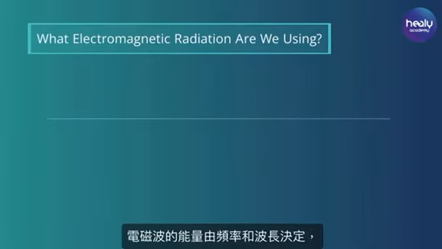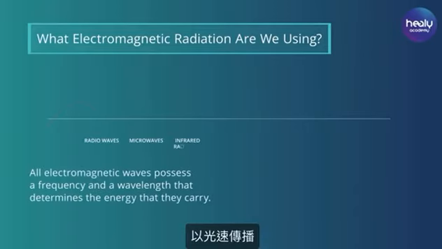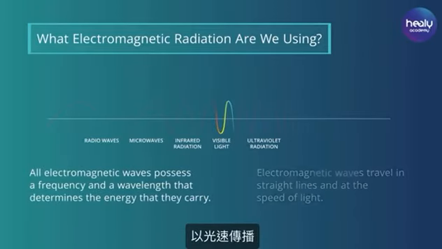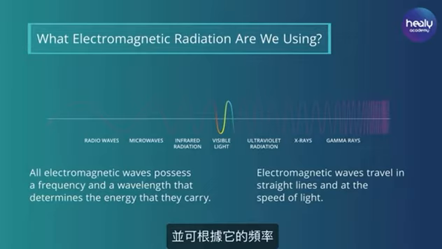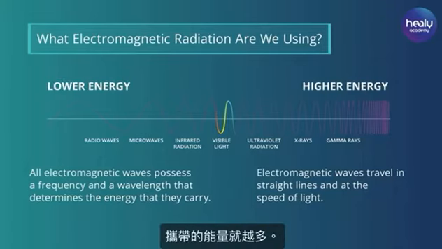Its energy is determined by frequency and wavelength, propagates at the speed of light, and can be calculated or measured, among others, on the basis of its frequency and the strength of its magnetic field. The higher the frequency, the more energy the electromagnetic wave is carrying.